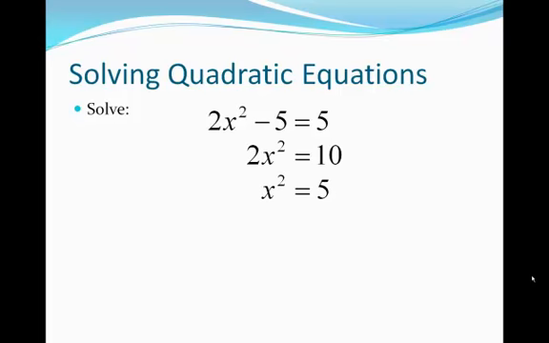So this will give me x squared is equal to 5. And then according to the principle, when I take the square root of both sides, I'll get x is equal to a positive square root of 5 and x is equal to a negative square root of 5.